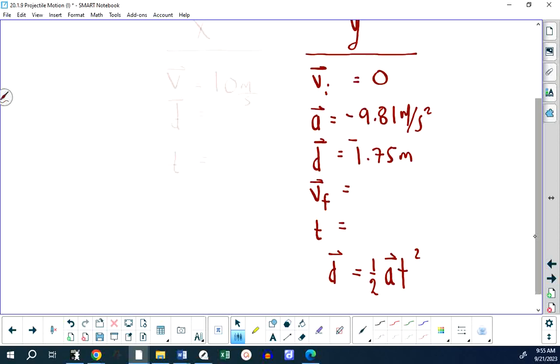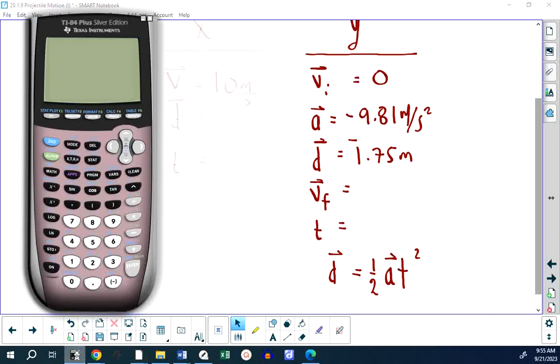So I would like everybody to calculate that time. You're going to take 2 times the negative 1.75, then you're going to divide by 9.81, and get probably close to 0.6. I'm leaving the negatives out because mathematically I know they're going to cancel. Don't forget to take the square root. About 0.60 seconds. Okay.